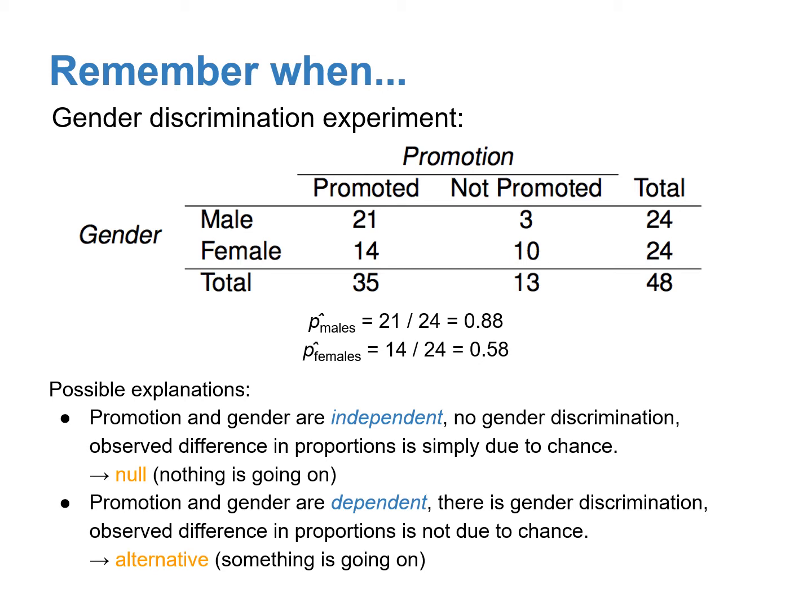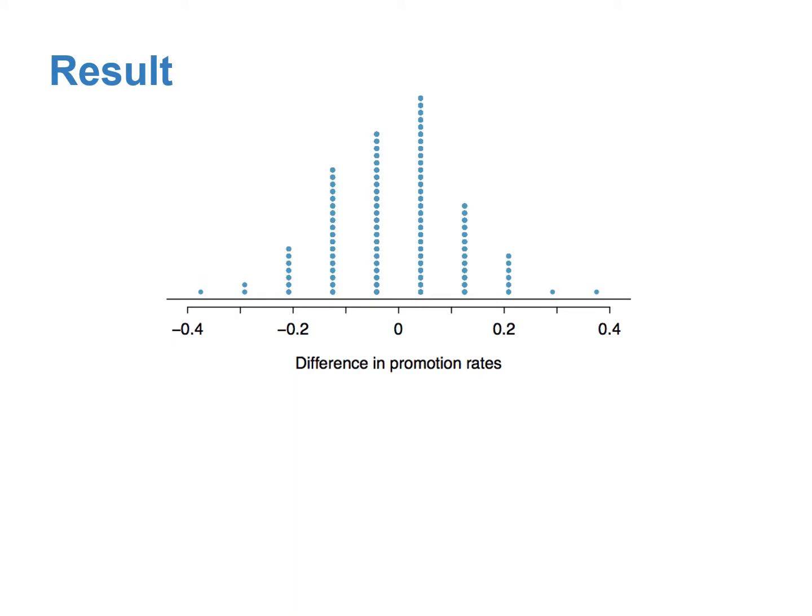In order to decide how consistent we think the data are with this null hypothesis and how strongly they support the alternative hypothesis, we used a simulation method to look at the kinds of differences that might occur due to chance if the null hypothesis were true and gender and whether or not people were recommended for promotion really were independent.